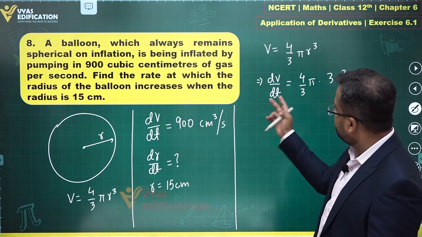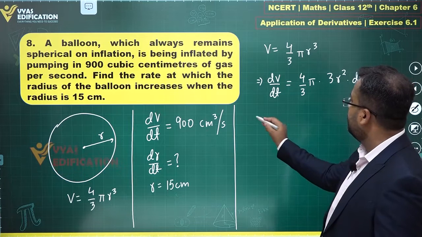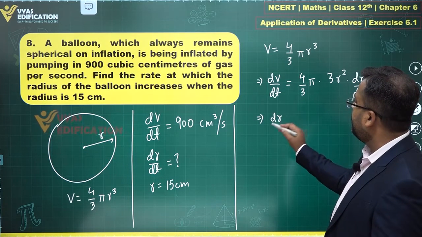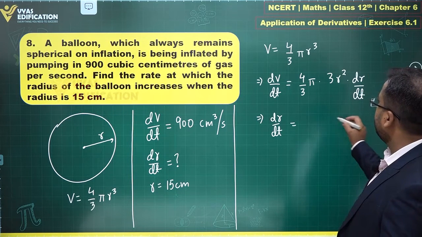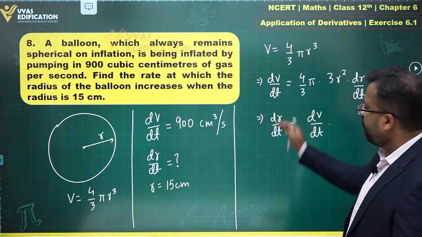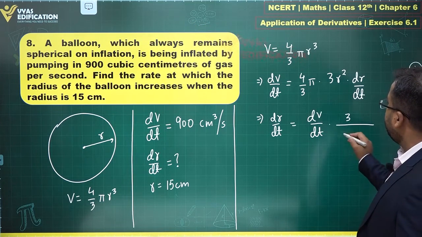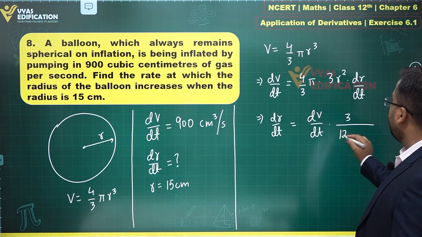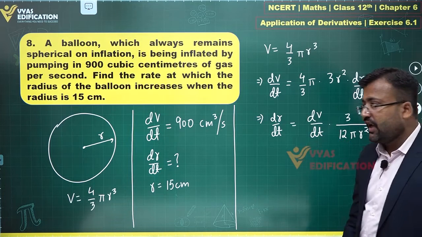And now you are given this, the radius, and you're asked this value from this. Let's rearrange the formula a bit. dr by dt will be equal to what? You can observe, dV upon dt times this, all of this in the denominator. So 3 will go in the numerator and 4 times 3 is 12 pi r square will come in the denominator. This is what you'll have.